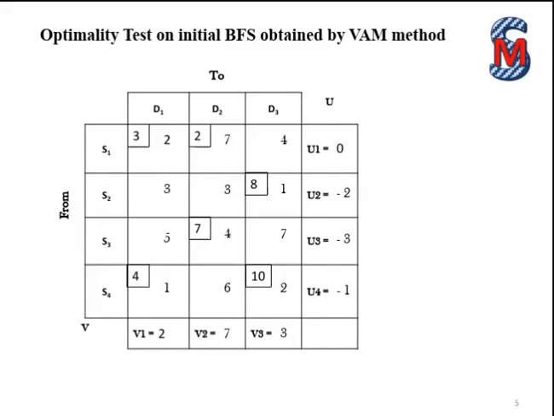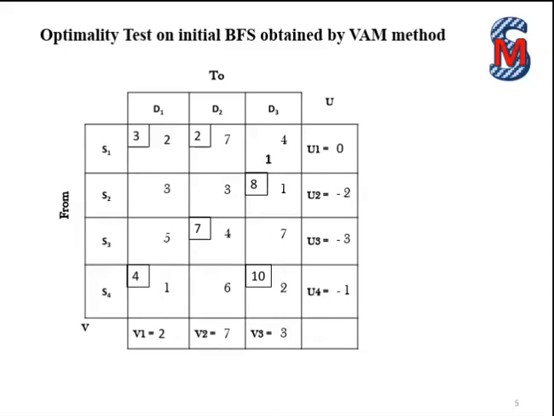In the first row, the non-occupied cell is the S1D3 cell with cost 4. We'll be adding its U and V first. U1 plus V3 is 3. 4 minus 3 is 1. So its Dij is 1. We'll write this 1 in the same cell in bold.